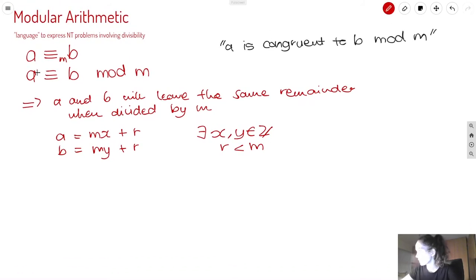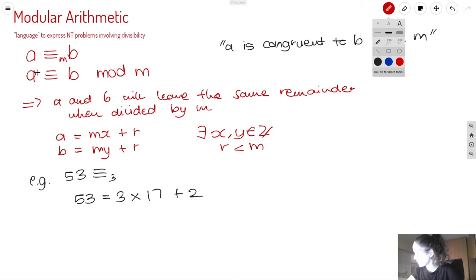So let's quickly look at an example. Say we wanted to look at 53 mod 3. So what is 53? 53 is equal to 3 times 17 plus 2. We now see this leaves a remainder of 2. So for 1, this is going to be true.